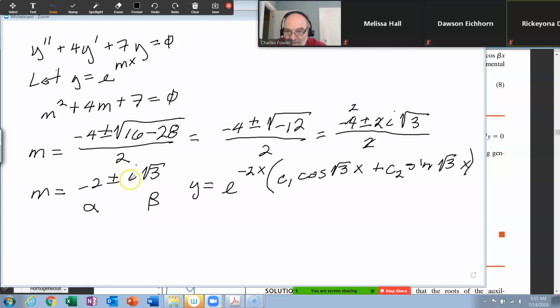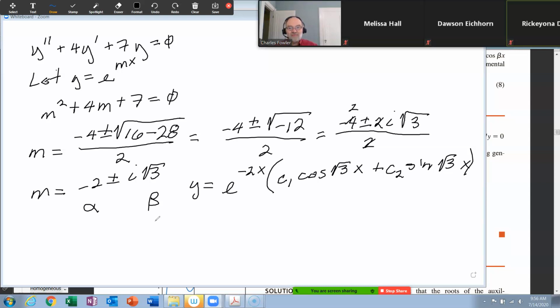root 3. Well, those are two solutions. The first one would have been e to the minus 2 plus root 3, all in parentheses, times x, plus c2 e to the minus 2 minus square root of 3 times x, all that in parentheses. You'd have had two unique real solutions. Fine. Okay? So sometimes you can't factor it, but it still gives you two unique real solutions.